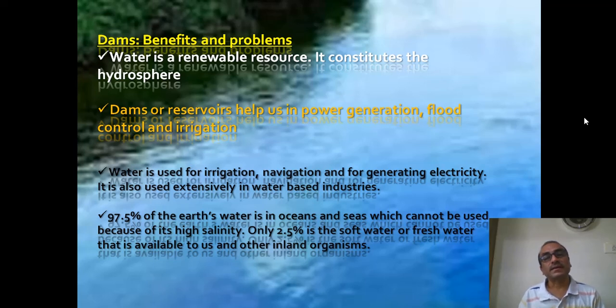The actual fact is 97.5% of the Earth's water is in oceans and seas. We know that around 71% of the Earth's surface is covered with water, and that huge amount of water in the oceans and seas constitutes 97.5% of the total water, which we cannot use directly because it is highly saline, salty. The remaining just 2.5% is the soft water, or the fresh water as we call it, which humans and all other organisms living on land are making use of.